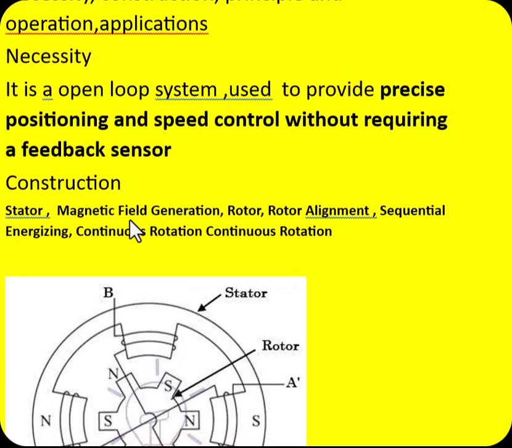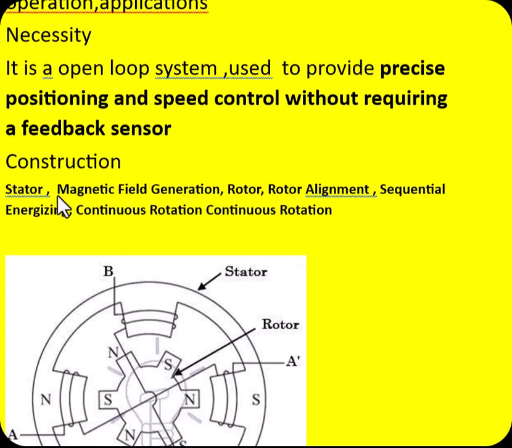When it comes to the construction, it will have the stator with electromagnets whose polarity changes with respect to time. Then magnetic field generation by the stator field, and a rotor with permanent magnets with fixed polarity, and rotor alignment, sequential energizing of the coils of the stator, and continuous rotation of the rotor.